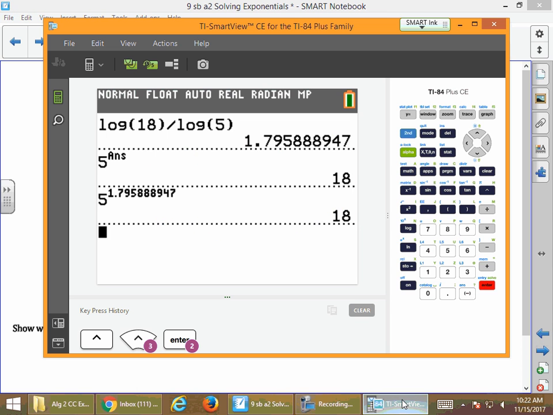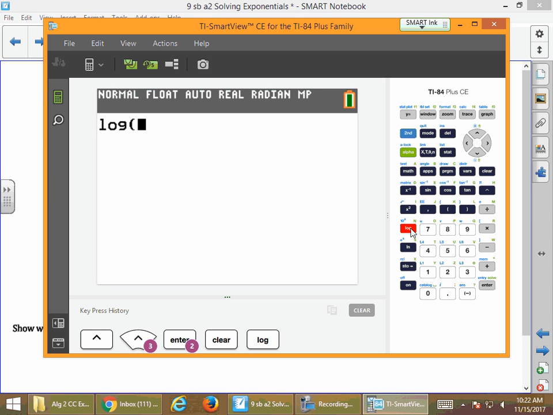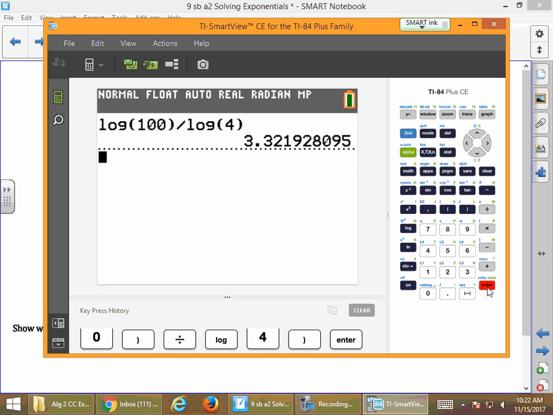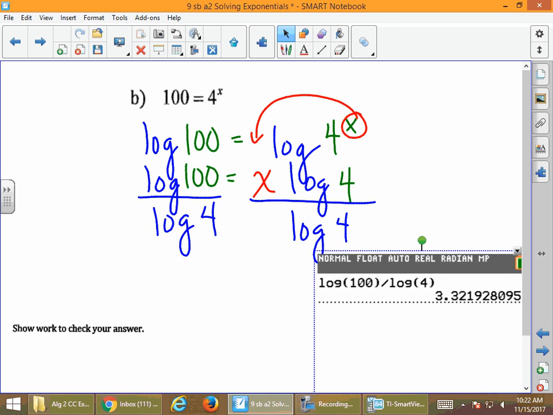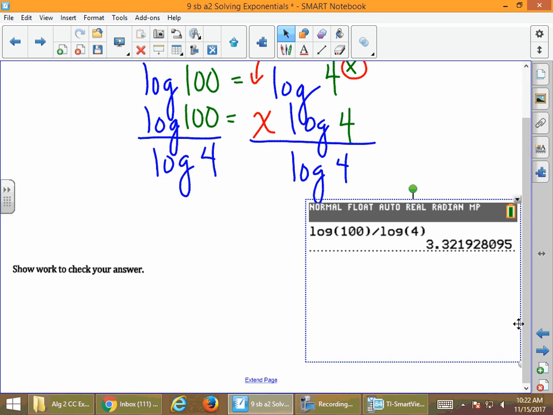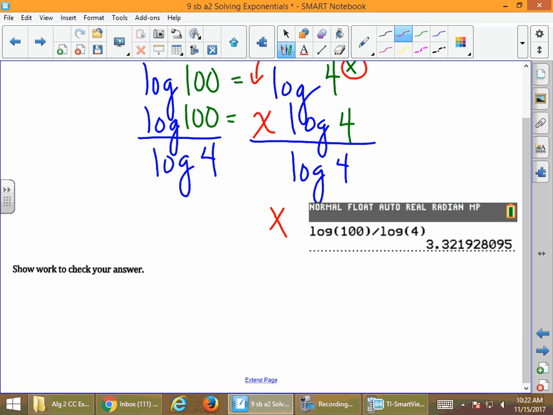But when we type it in, log of 100, close the parentheses, divided by log of 4, close the parentheses, gives us our value here, and we end up with x equals, well, we're going to look at the fourth decimal place, the 9, to determine where to round. And when we round it, because 9 is 5 or higher, we're going to get 3.322.